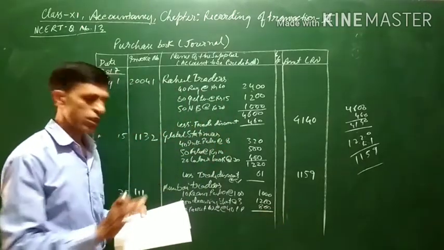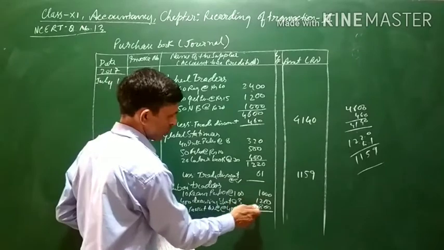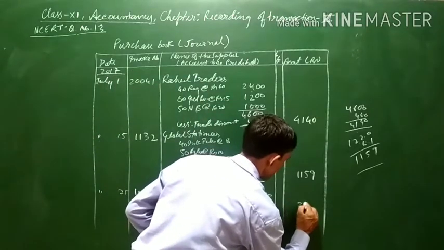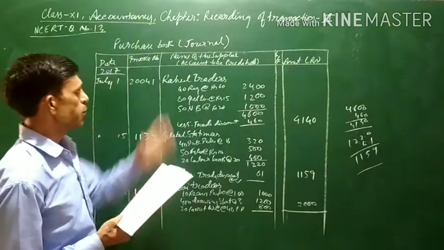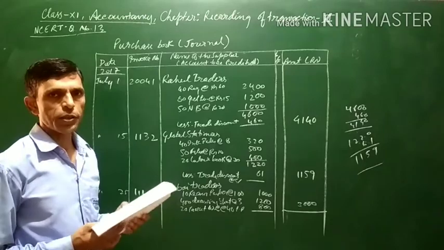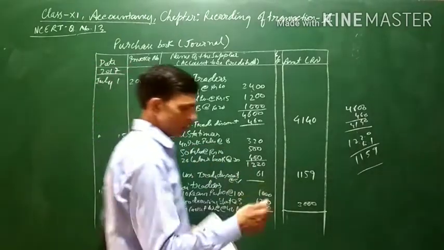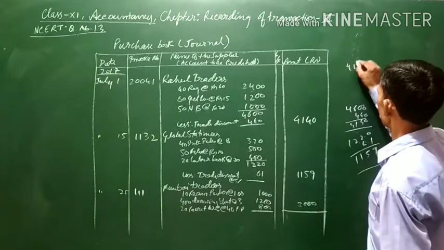Now there is no trade discount in this case, so no deduction will be done. Totaling will be done. The total will come to 3000. Now the total of all these things will be done, and the total of the purchases book is transferred to the purchases account after a certain period of time. Generally monthly, quarterly, or weekly it will be transferred.